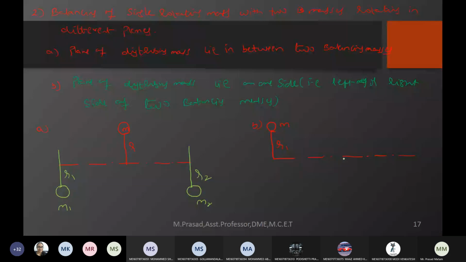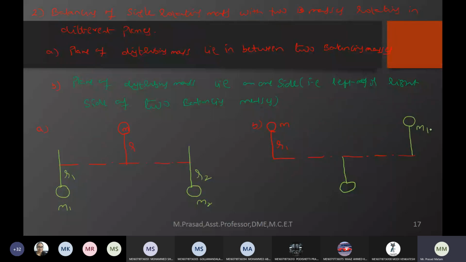So I want to keep this, my first balancing mass, and I want to keep one more balancing mass. Earlier I kept the two balancing masses at the bottom. Now it is not possible to keep all the balancing masses in one plane. I can keep it on the other side also. I am keeping the second balancing mass here.